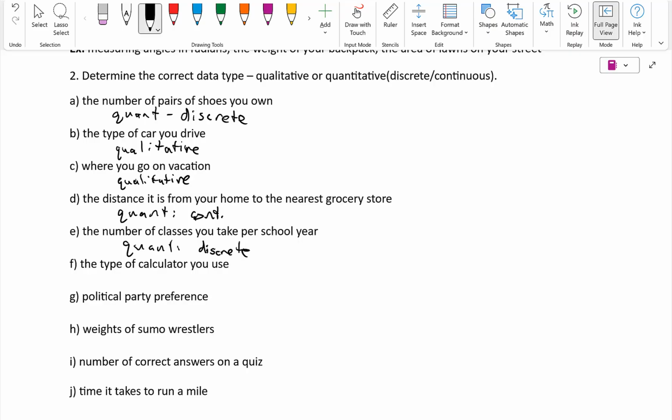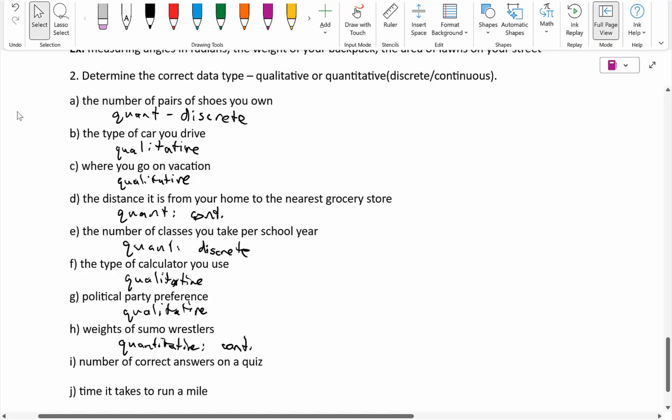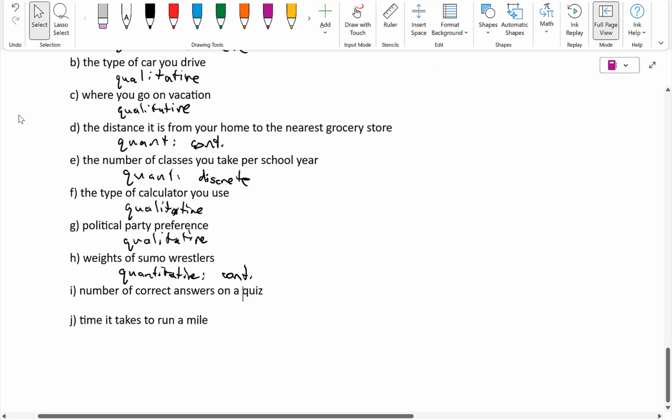The type of calculator you use is just a quality. Right, we can go by brand or for function, scientific, graphing. Political party preference, also something we can categorize, so qualitative. I wrote quality, but same thing. Weights of sumo wrestlers, we can actually measure this, so we'd have a quantity, so quantitative. And then continuous for this one, right? We can always measure that weight. Well, it's not like the pounds I used already earlier.